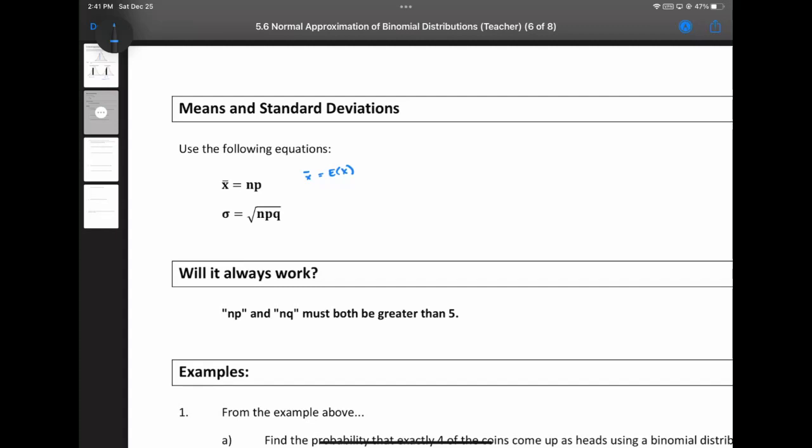But our general rule of thumb is that we want np and nq to both be greater than 5. If they're both much bigger than 5, it'll probably work really well. And if one of them, the lower of the two, is a little bit below 5, it'll probably be okay. If it's much below 5, don't even bother. So that's our rule of thumb.